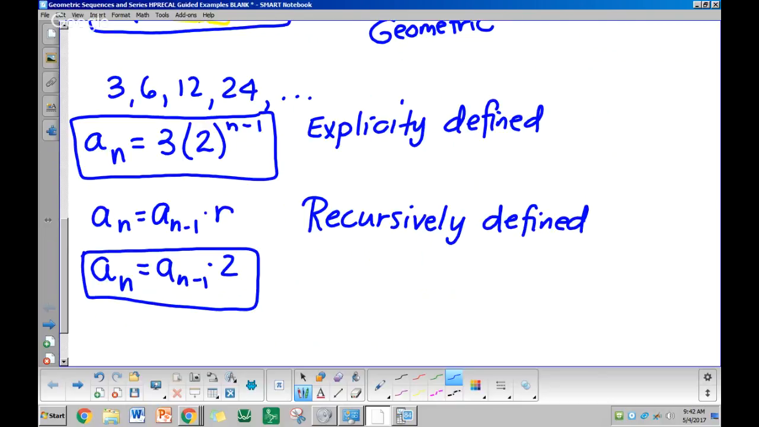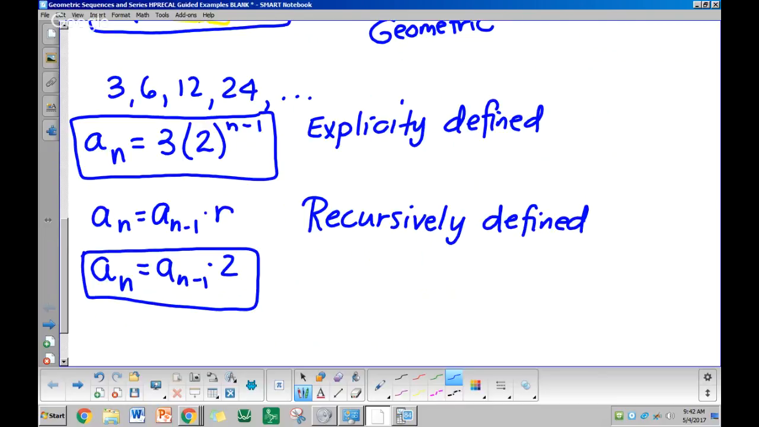The hang up for this is, let's say I wanted a sub 1000. If it's recursively defined, what do I have to know? A sub 999. And if that's not readily handy, then we have some trouble, right? So it's best to, I think, use explicitly defined, or that's probably the one we'll use the most. Okay? But if you see it out there, that's what that means.